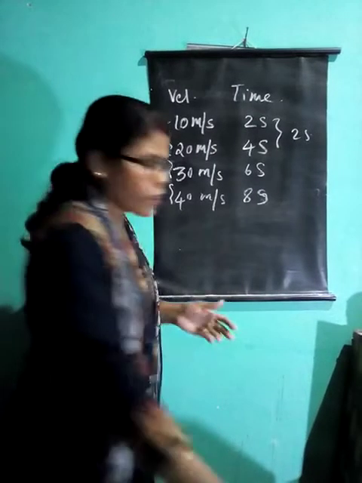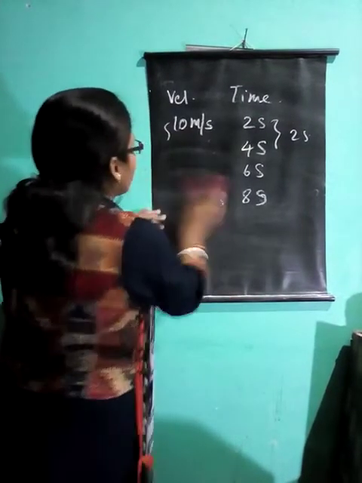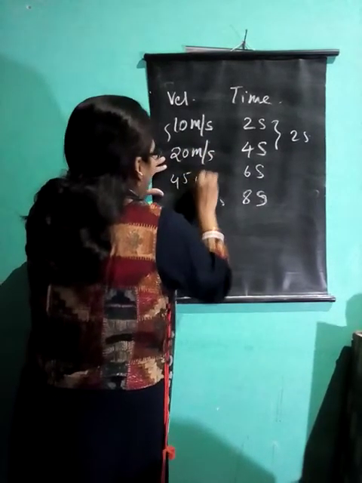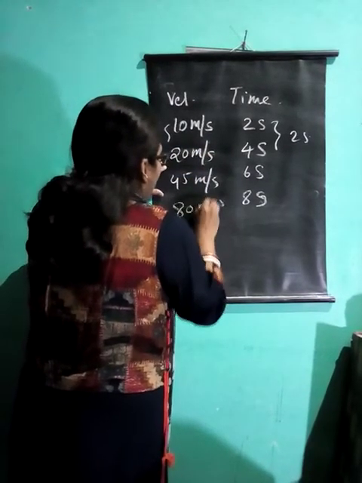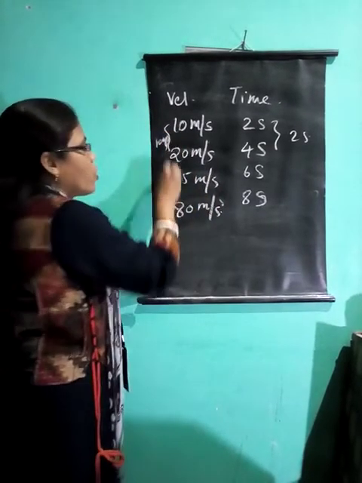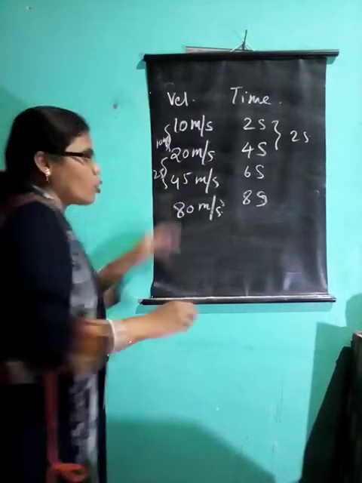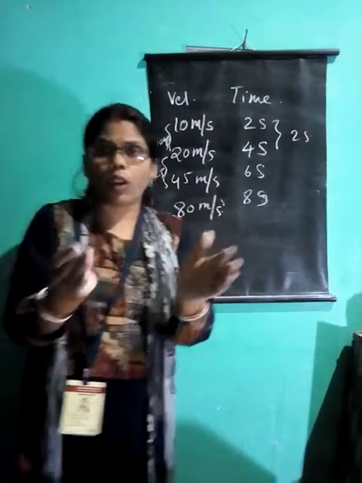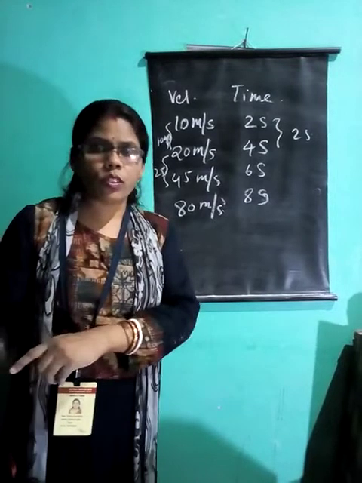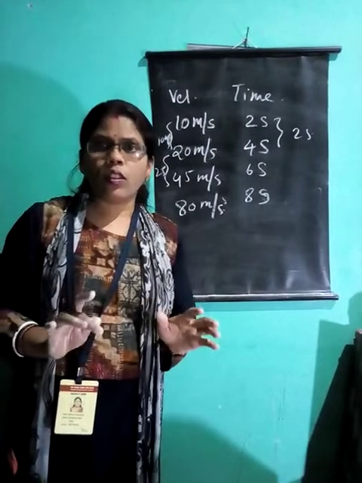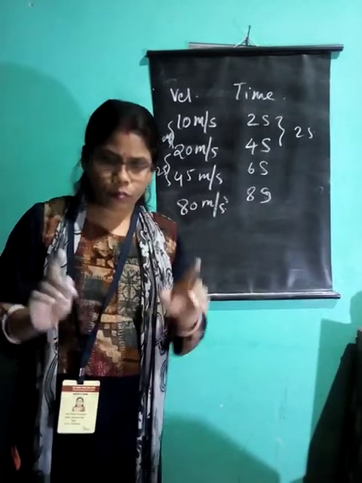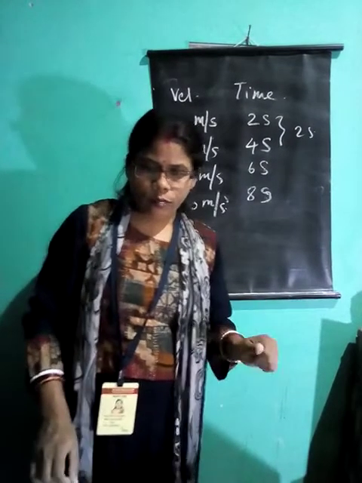When will it be non-uniform acceleration? Suppose it is 10 meter per second here, 20 meter per second here, 45 meter per second here, 80 meter per second here. See, here the change in velocity is 10 meter per second, here it is 25. So it's not uniform, it's not equal. So when the change in velocity is not equal in equal time intervals, then it is non-uniform acceleration. Got it?